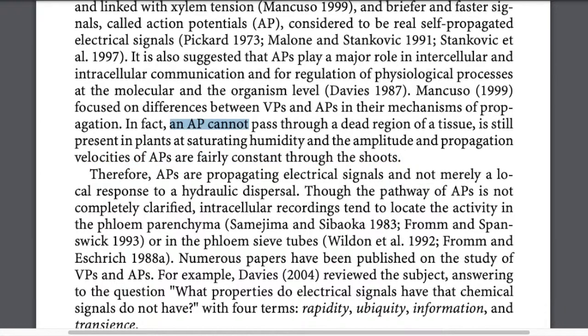Wow. That's interesting there too. Humidity, saturating humidity.